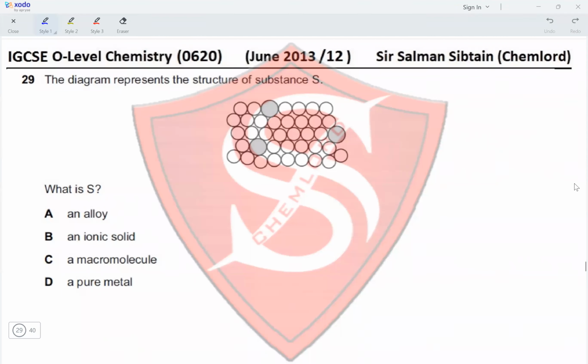Question 29. The diagram represents the structure of substance S. So it has a lot of molecules of the same type and a few molecules of a different type. Okay, what is S? An alloy? Yes. The structure shown in this diagram is a representation of an alloy. An ionic solid? No, that will have a crystal lattice. A macromolecule that has its own unique shape. And a pure metal would have an array of positive charges in a sea of delocalized electrons. This is not a pure metal, in fact, it is an alloy. Therefore, option A is the correct option for this question.